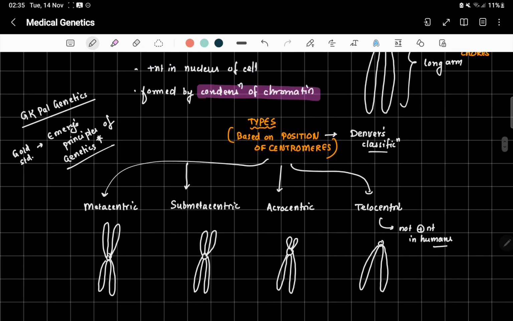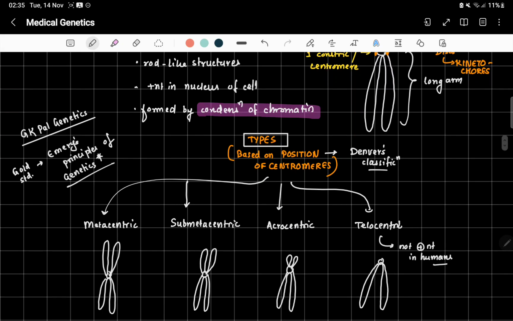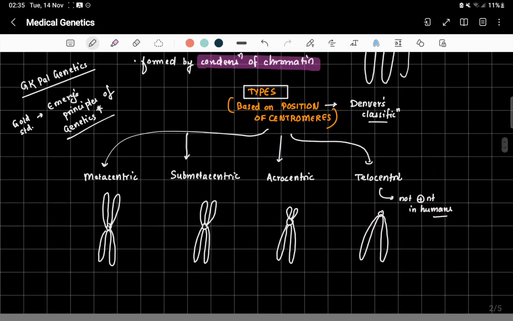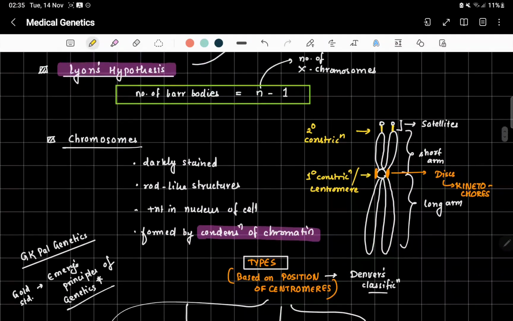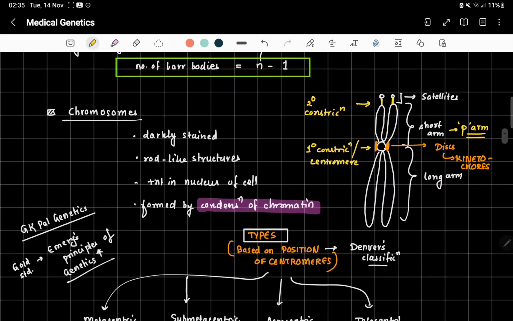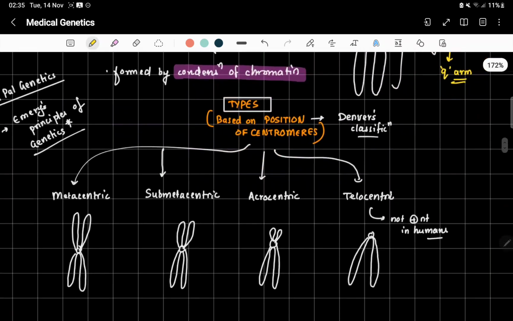So these are the types of chromosomes that are present. It was also given in your NCERT also. Let me share some extra points. The short arm is also called the P arm, and your long arm is also called the Q arm. Just an extra fact. The PQ ratio is sometimes asked.